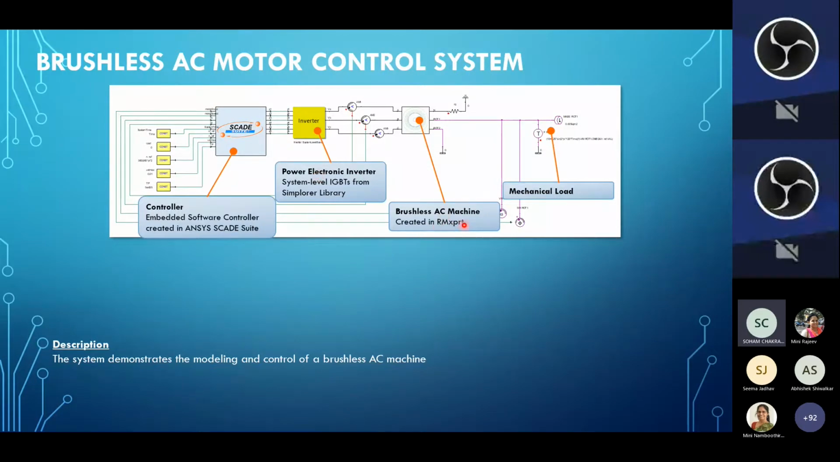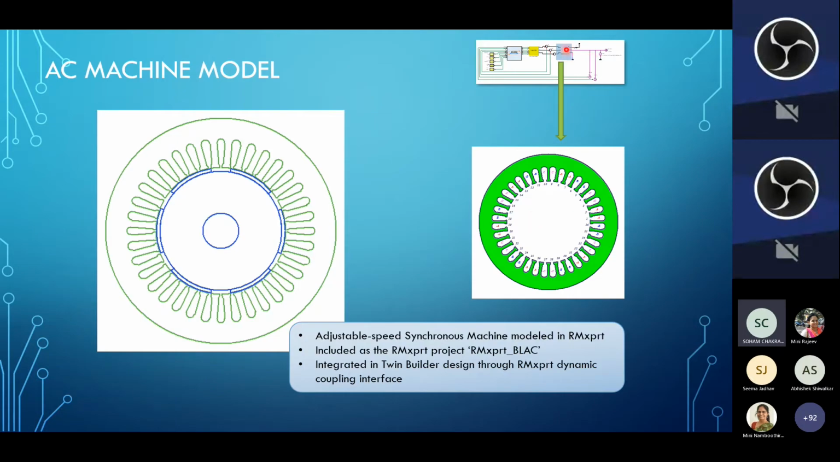RM Expert is a block set to design machines specifically. So let us say you want to design a new type of electrical motor. It can be done in the RM Expert module. So you can purchase these modules separately as per your requirement. And this is the mechanical load which has been designed. You can see here, this machine part has been designed in RM Expert. So this part has been highlighted here. You can see how the machine, the slots, the winding and everything has been designed, right? It is included as the RM Expert project, RM Expert_BLAC. So that is the name being given.